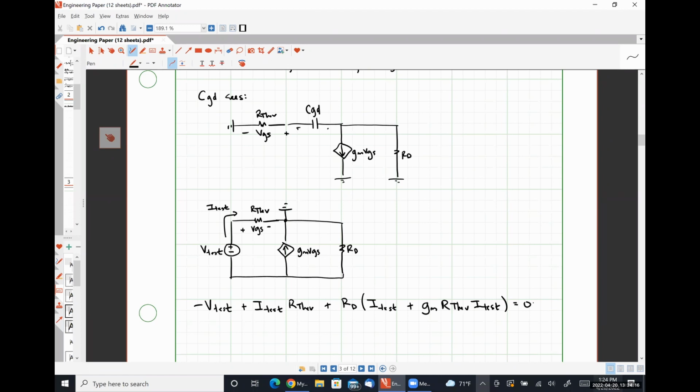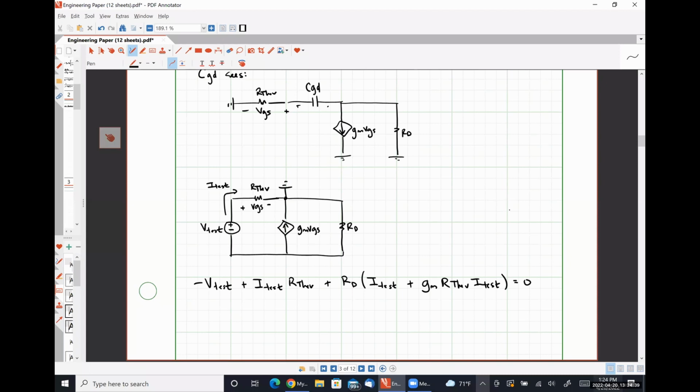Make sure I'm wrapping my head around this correctly. This voltage drop, and this voltage drop. So I close the loop. And I'm saying the current that's flowing through my resistor RD is a combination of I test and gm VGS together. Yes, sir. So when we did our Kirchhoff's current law there, why did none of those currents flow to ground?